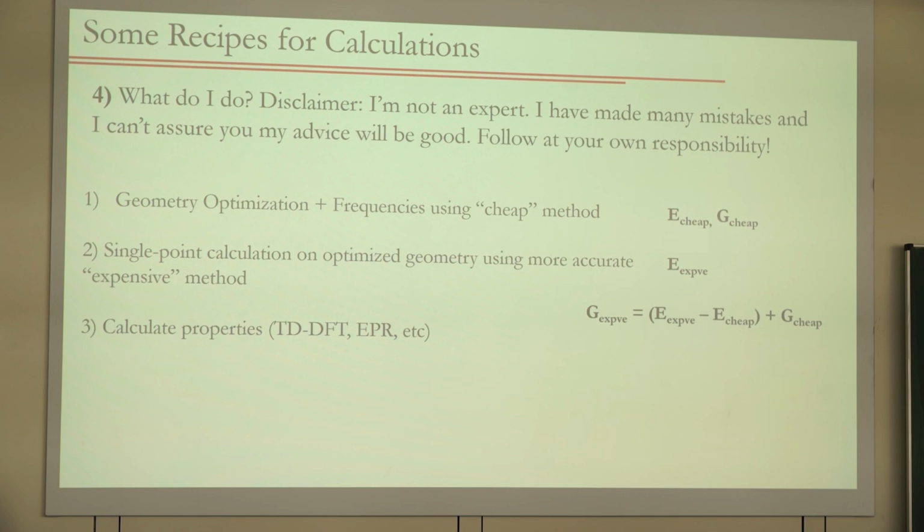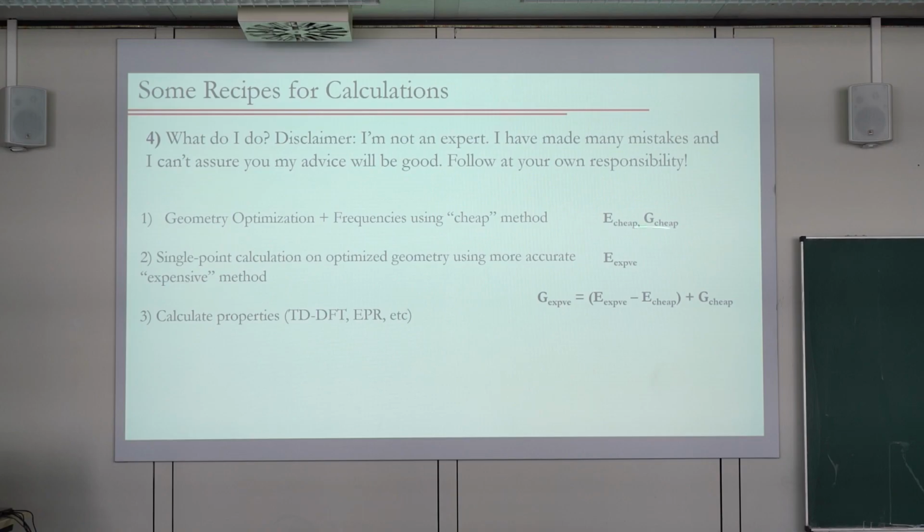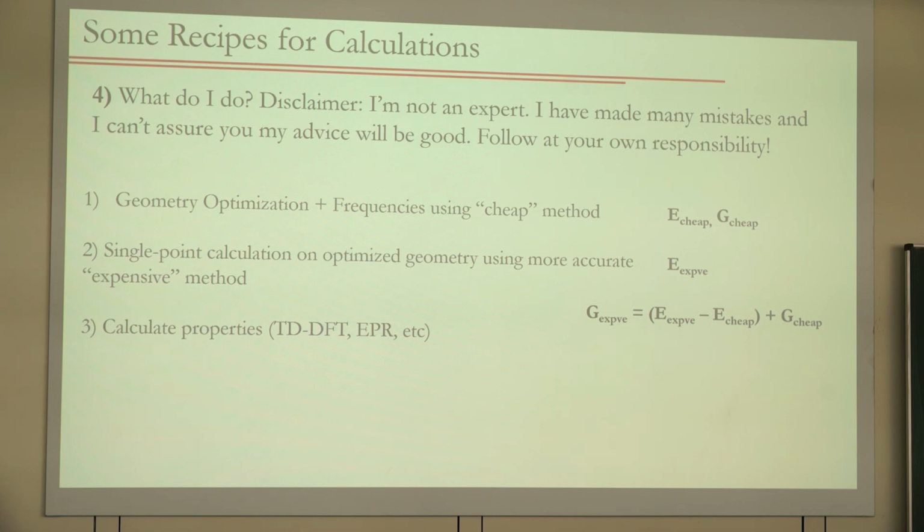So what I do usually is a geometry optimization and frequencies using a cheap method. For example, what I call cheap depends. It could be B97-3c or it could be PBE0, but with a double zeta basis set on everything and triple zeta basis set on a metal. So I calculate a cheap energy, and the cheap method gives the Gibbs free energy through the frequencies, and then I do single point calculations on the optimized geometry with a more expensive method, which could be PBE0 with def2-TZVP. And then I calculate the corrected Gibbs free energy from this formula. Basically, I take the difference between G and E and add it to the E of the expensive method.